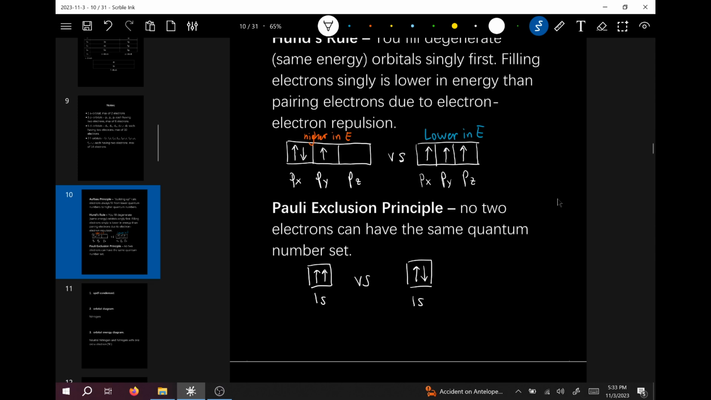Now, if I were to look at, let's say we're going to call this atomic orbital 1, and this is going to be atomic orbital 2. And on the next page, let me insert a page here.